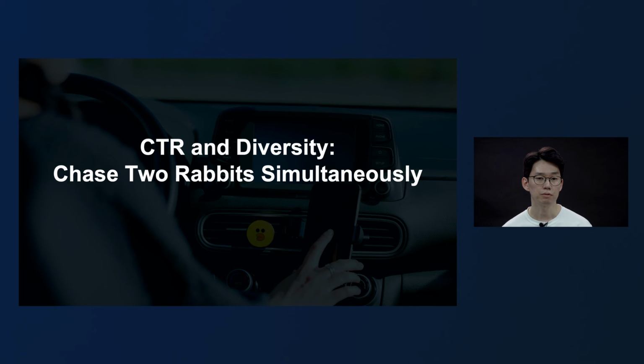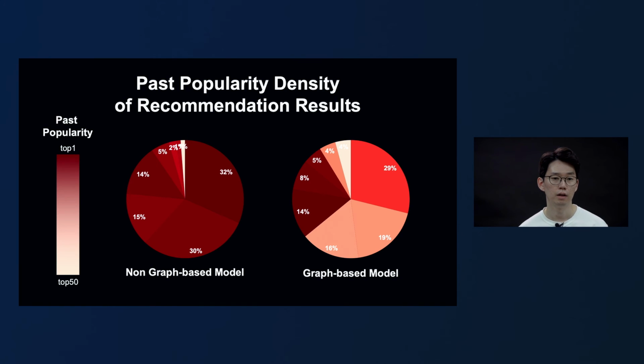Surprisingly, this graph neural network can catch both CTR and diversity simultaneously. This figure shows the diversity of recommended coupon for both the graph model and non-graph model. The left is a non-graph model and the right is a graph model. We analyze the percentage of each coupon recommended by each model. For each coupon, the higher the popularity over the past 2 weeks, it has the dark red color. As you can see in the figure, in the non-graph model, most of the dark red color are recommended. But in the graph model, you can see that the relatively light colored coupon were mostly recommended.